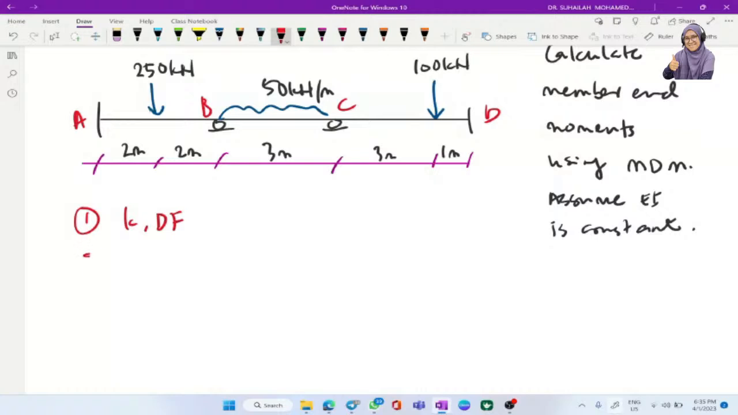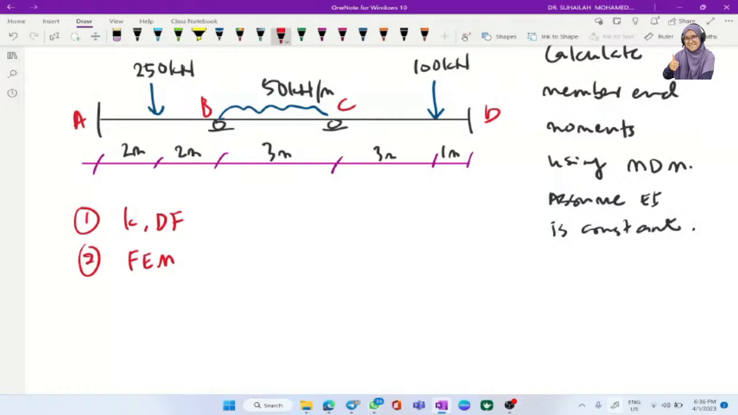Okay. Number two, we have to calculate fixed end moment. Fixed end moment means we have to analyze the loading that is subjected along the member. Fixed end moment means that we have to distribute moment to the joint.